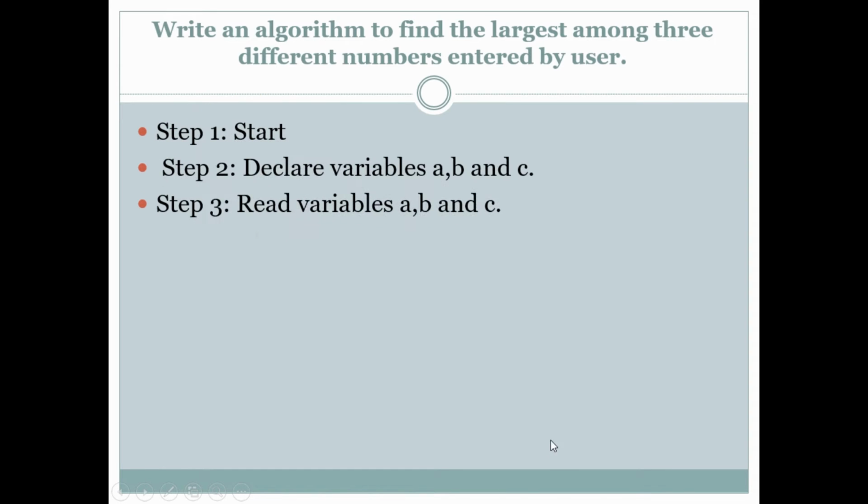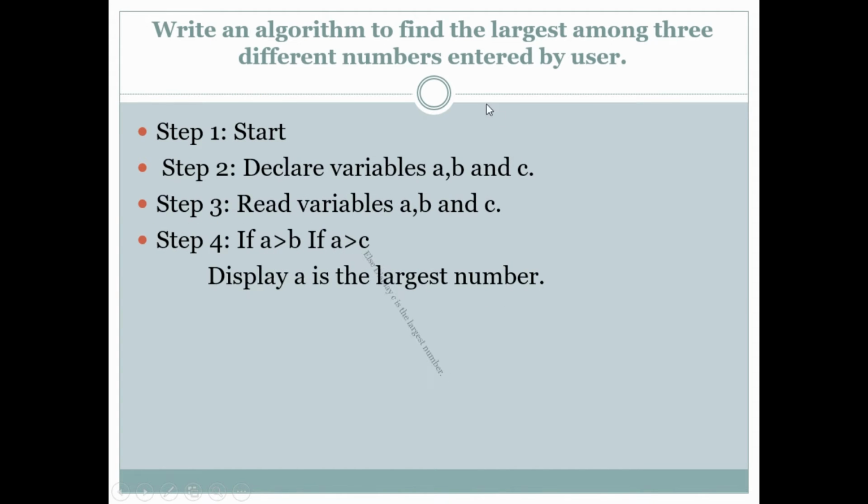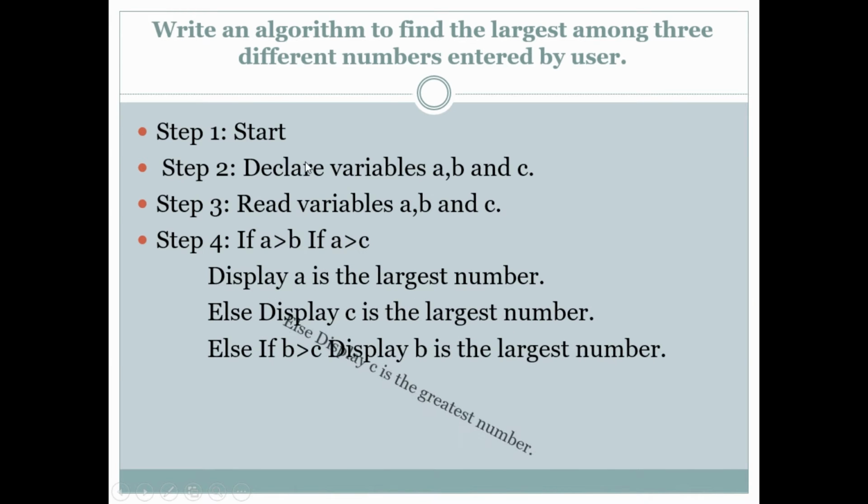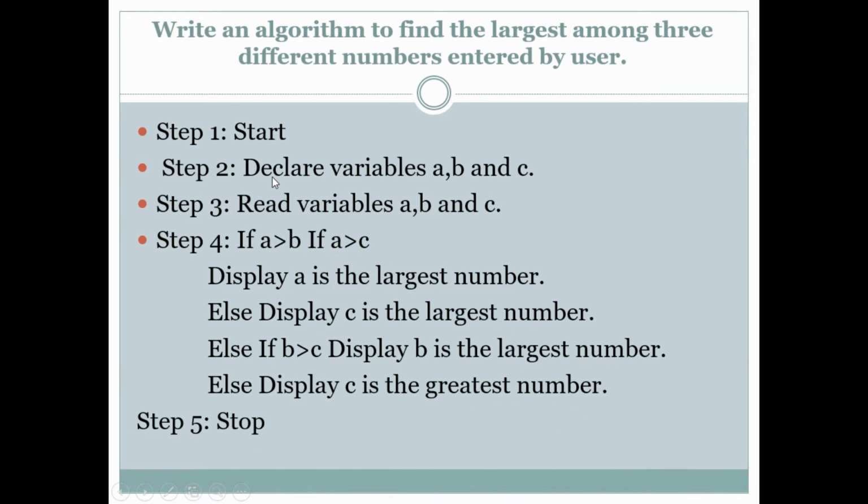Now, finding the largest number among three different numbers entered by the user. In step 1 start, I am starting my program. In step 2 I declare the variables a, b, and c, and now from the user I will take some different numbers in a, b, and c. In step 4 I am checking if a is greater than b, and if a is greater than c, I will print the number a. The number stored in a will be the largest number.